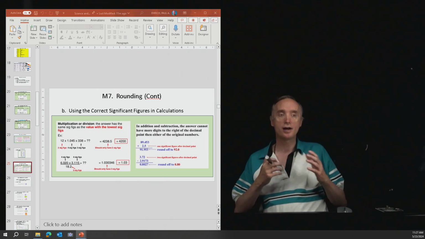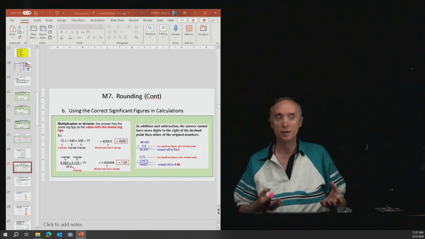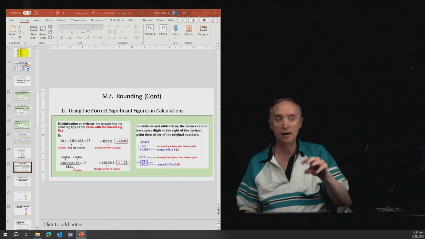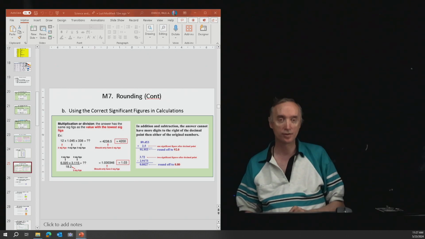That means that your entire experiment is going to be controlled by the lousiest piece of equipment that you've got. So whatever piece of equipment has the least number of significant figures, so that means it's the least accurate measuring device, then those numbers are going to control the outcome of the experiment. So in this particular one, that 12, which only had two significant figures, is going to be controlling everything. So whatever answer you get, you're going to have to round it back down to two significant figures. You have to get rid of the extra ones.